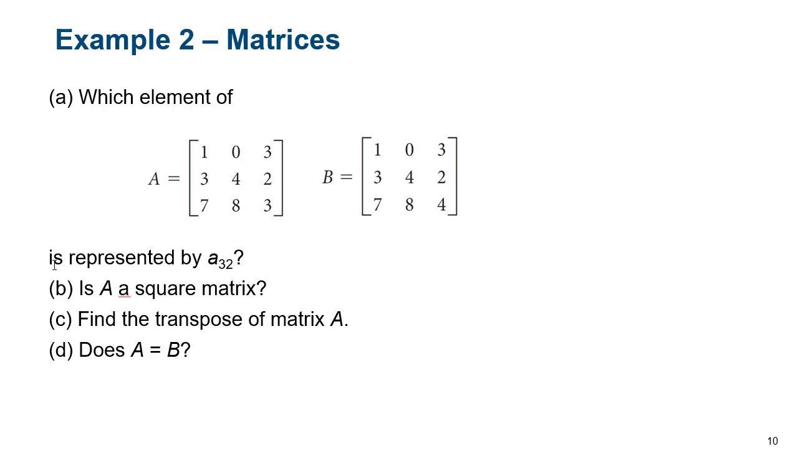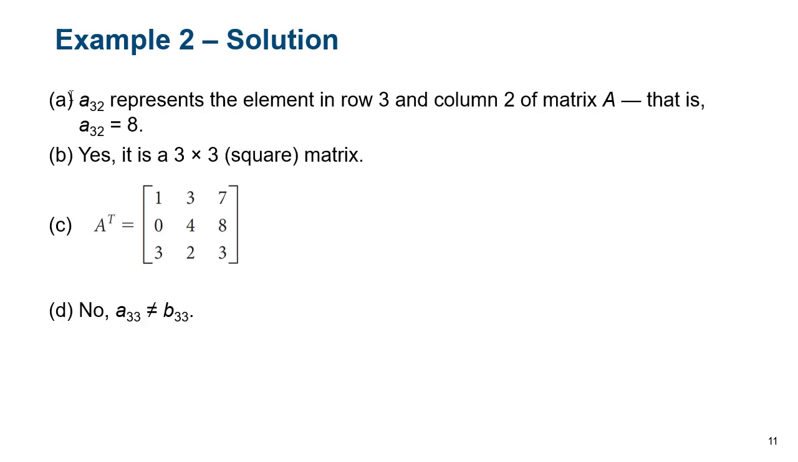So, which element is A32? Well, 1, 2, 3, 3, 2 would be 8, right? Is A a square matrix? Yes. Find the transpose of A. We'll do that in a second. And then does A equal B? Well, nope, look, this 4 is different. So they don't equal each other, right? All right, so here are the solutions. We saw that it was 8. Yes, it was a square. They are not equal. And then you're going, okay, where does this transpose come from?